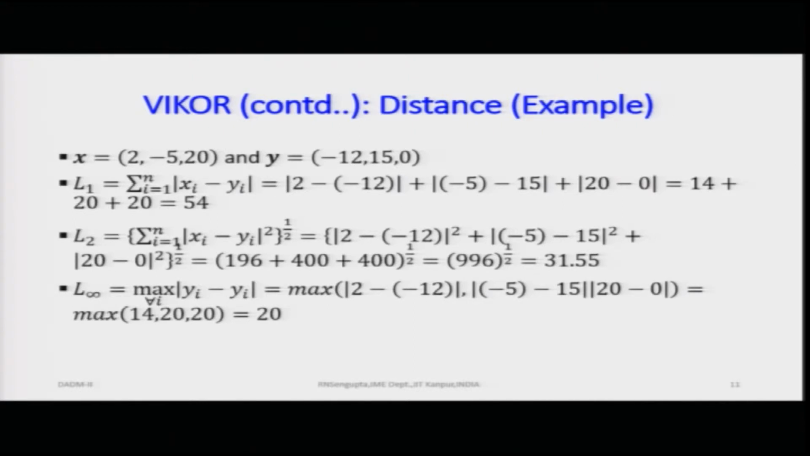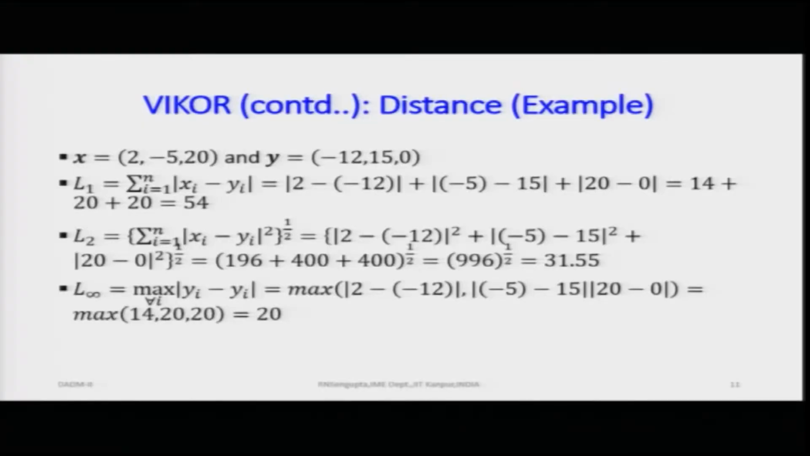So, that means for the x point, we travel plus 2 along the x axis, and then I travel minus 5 along the y axis, and then I travel plus 20 in the z axis. So, that is the coordinate system point I have. Similarly, for the y vector, I travel minus 12 along the x axis, then plus 15 along the y axis, and in the z axis I do not travel because it is 0.